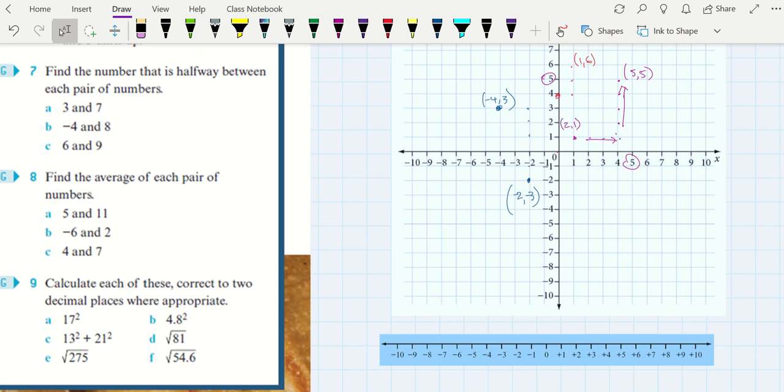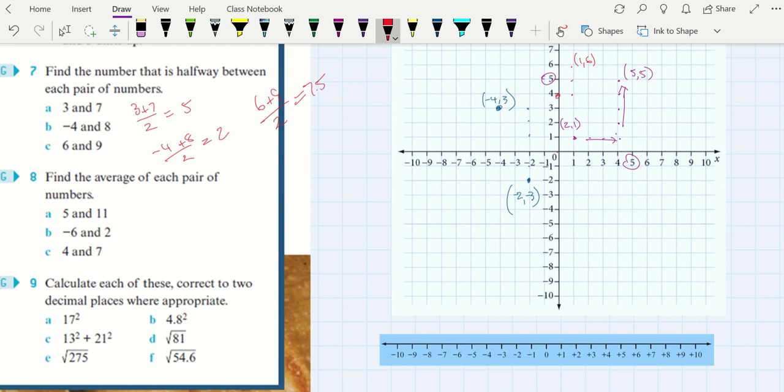Now find the number that is halfway between each pair of numbers. Well, all we do is we just say 3 plus 7 over 2. Well, that's got to be 10, so that's got to be 5. Negative 4 plus 8 over 2. Okay, negative 4 and 8 is got to be 4. 4 over 2 is got to be 2. Now 6 plus 9 over 2. So that's 15. 15 divided by 2, that's got to be 7.5.